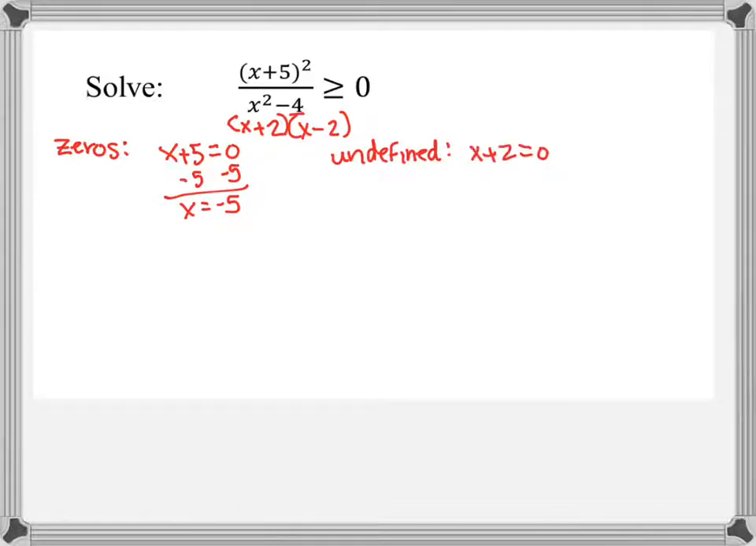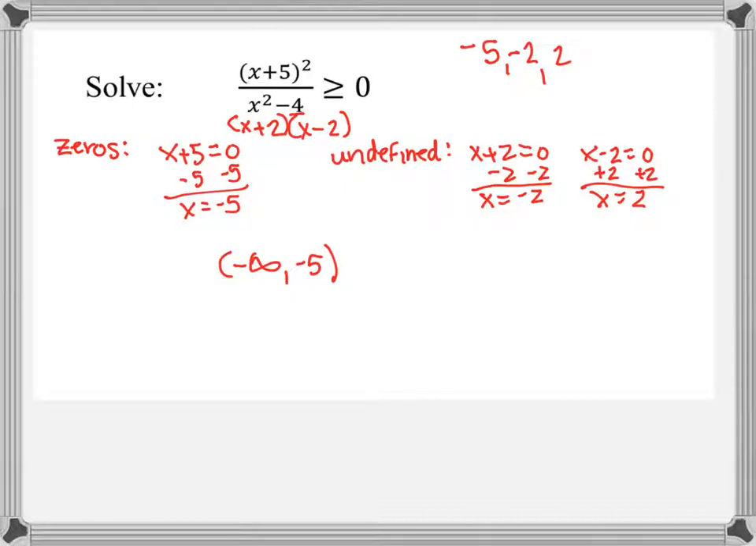And we will set each of those equal to 0, x + 2 = 0, x − 2 = 0, and solve for x. So we'll subtract 2 in the first one and get x = −2. We will add 2 in the second one to both sides and get x = 2. So we have one zero and two undefined values. These are our critical values, −5, −2, and 2, and I wrote those in order from smallest to largest.